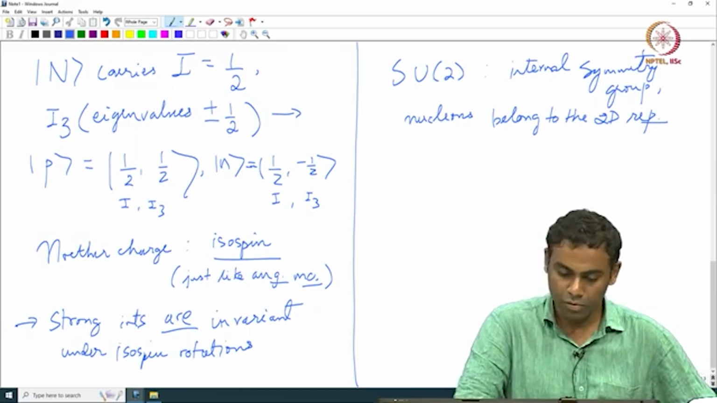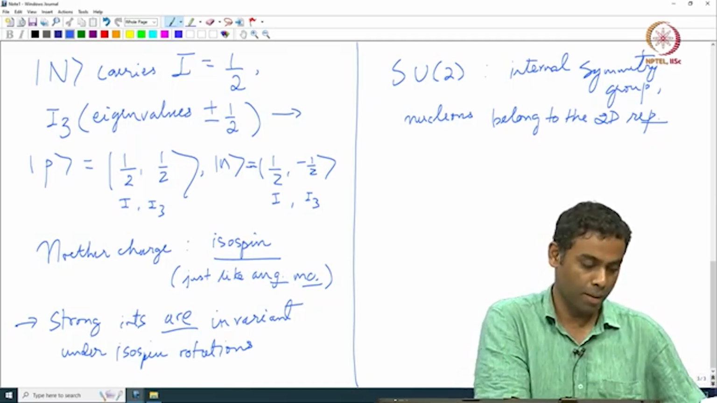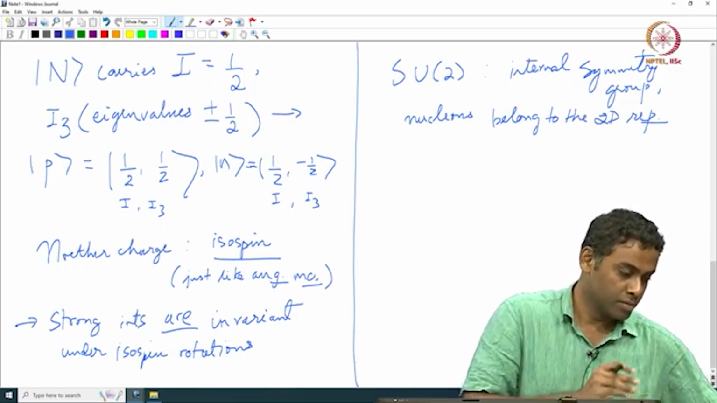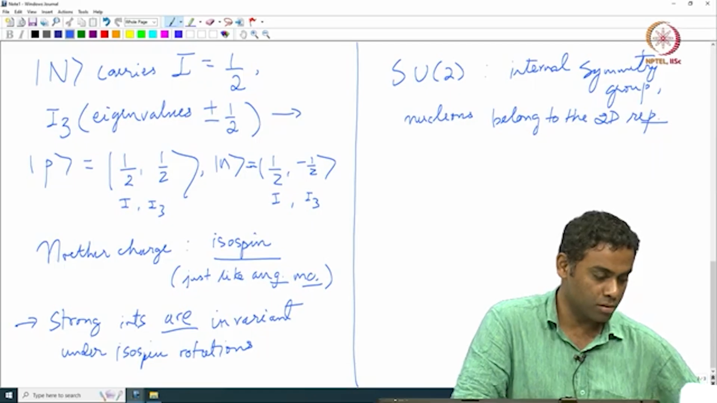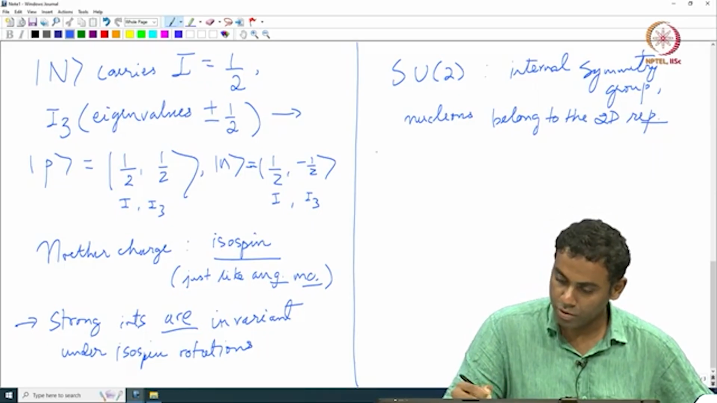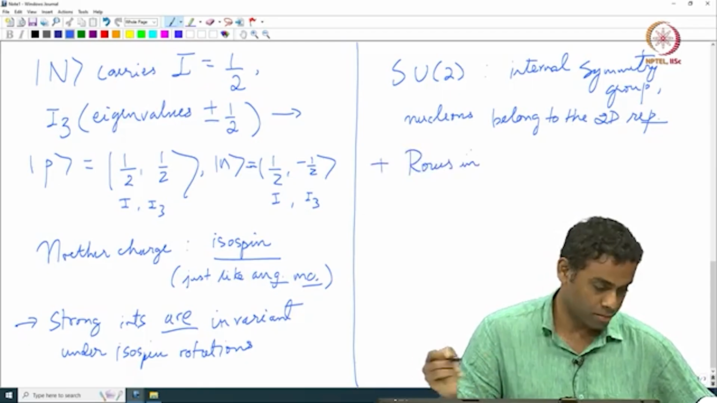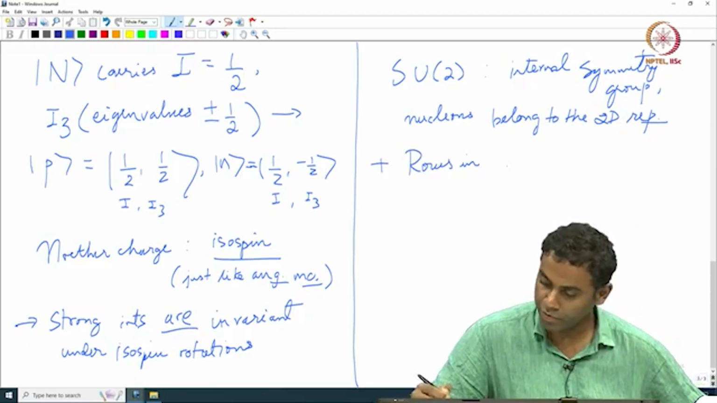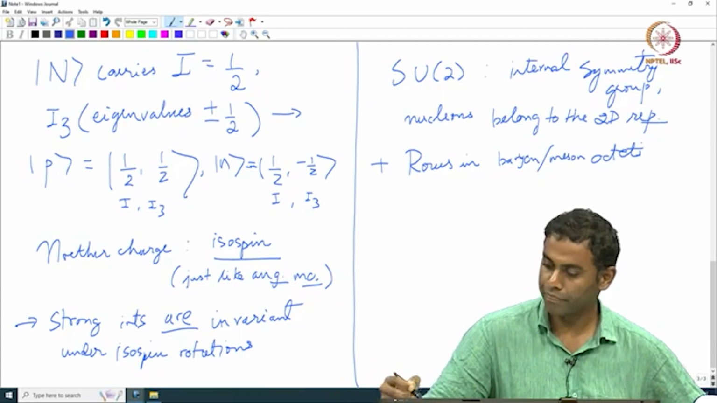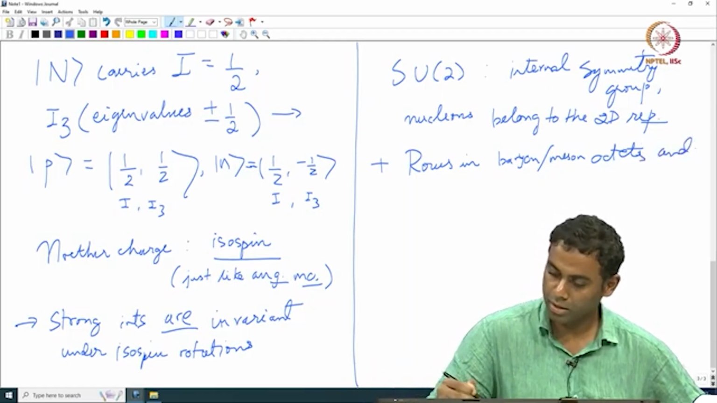So, with this understanding, we can now see a bit more into what the eightfold way was about. So, the rows in the eightfold way, in the baryon or meson octets and the baryon decuplet.